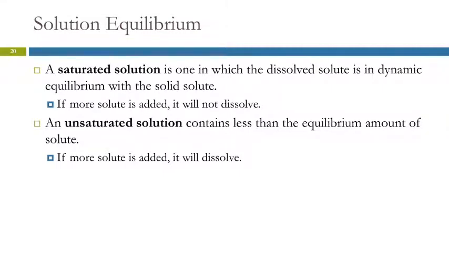So we talk about saturated and unsaturated solution. Saturated means it's full. A saturated solution is one where the dissolved solute is in dynamic equilibrium with the solid solute. If you add more solute to this solution, it will not dissolve. It will just sit on the bottom because there's already as much dissolved as can dissolve. An unsaturated solution is not yet saturated, and so it has less than that equilibrium amount of solute. If you add more, it will dissolve. Okay?